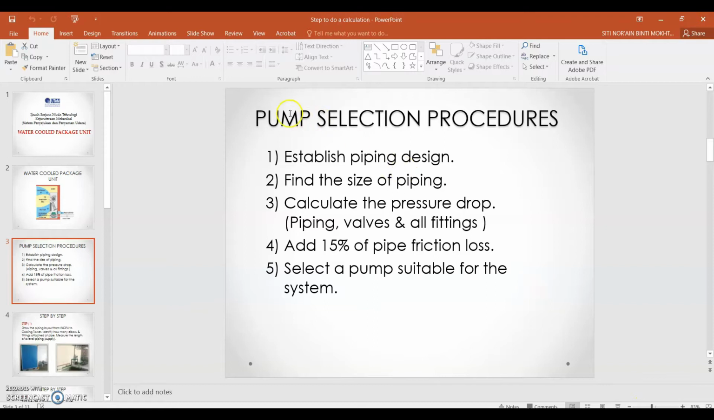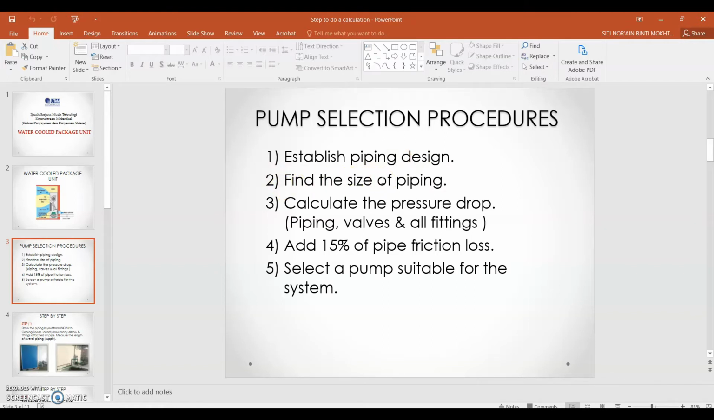For the pump selection procedure, first, establish the piping design. You already know the piping supply and return from the water-cooled package unit to the cooling tower. Condenser water return, and then from the cooling tower to the package unit is condenser water supply. From the supporting document that I gave you, you can find your piping length. The second step is to find the size of the piping.